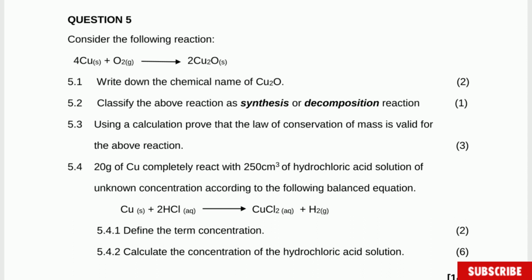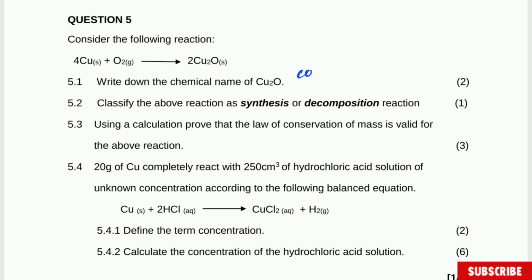The question says, consider the following reaction. You have copper plus oxygen giving you Cu2O. Write down the chemical name of Cu2O. And this one will be copper 1 oxide.